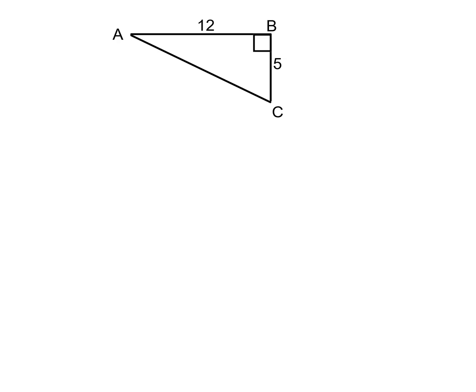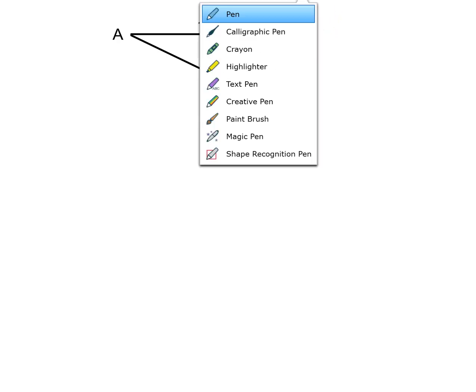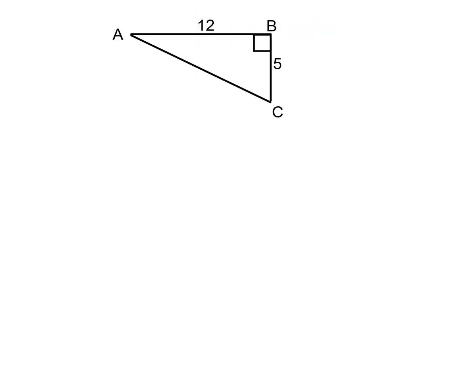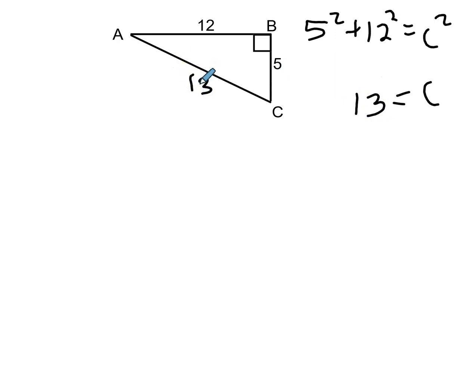Now, you've learned before that you can use Pythagorean theorem if you have two sides of a triangle and need to find the third side. So you could go ahead and solve this one. You can do 5 squared plus 12 squared equals c squared. And when you solve that, you get c equals 13. That's something you learned last year. So we can use that.